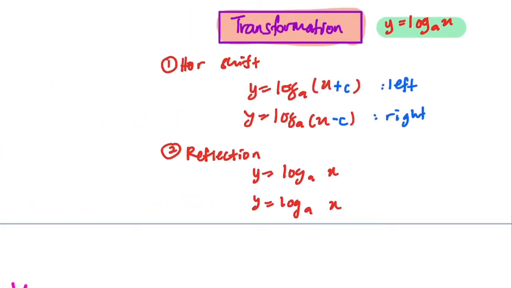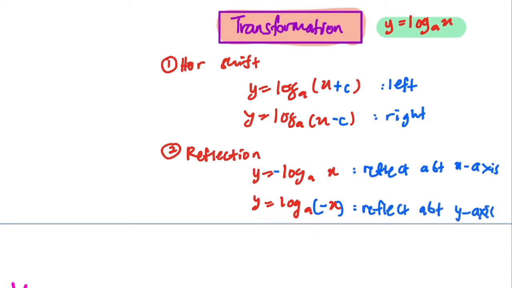Now let's see reflection. If you have minus outside, the graph will reflect about the x-axis. So let's put the minus outside. This graph will be reflected about the x-axis. If you have minus inside, this means minus inside because the minus is multiplied directly towards our x, so this graph will be reflected about the y-axis.